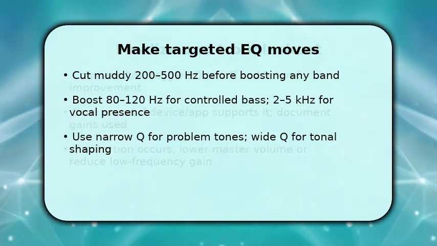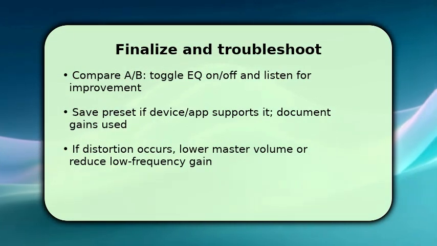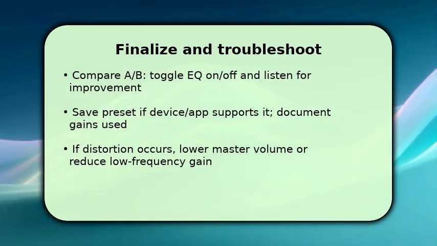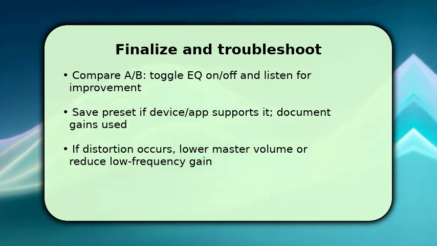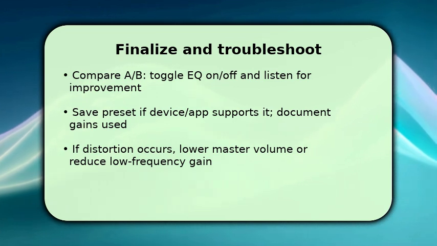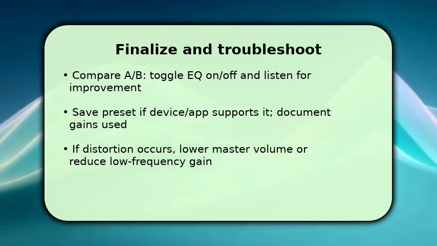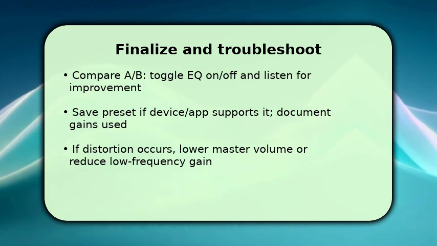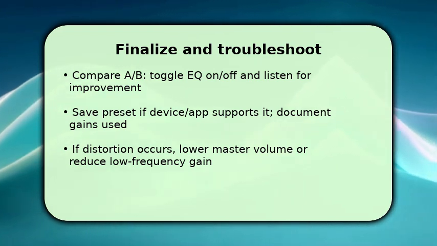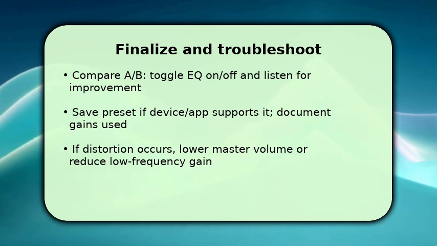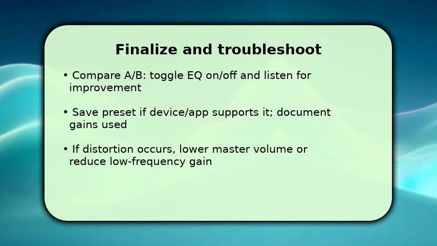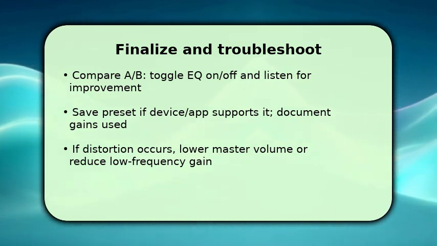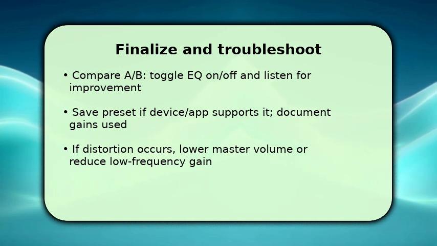Finish by validating your changes. Toggle the EQ on and off to confirm the mix is improved, and listen across several songs and headphones to ensure consistency. If your app or device allows, save this preset so you can recall it quickly. If you hear clipping or distortion, reduce the boosted low or mid bands and lower playback volume. If one device sounds off versus another, make a slight secondary preset instead. Trust your ears and keep adjustments minimal for best results.